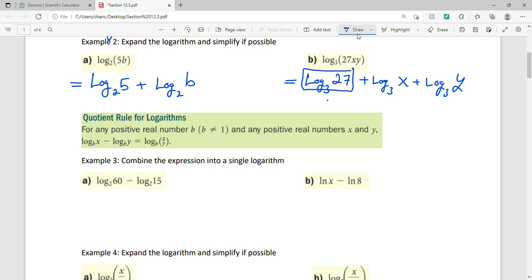We know that 3 cubed is equal to 27. And recall, the answer to the logarithmic expression is the exponent. So this entire quantity, log base 3 of 27, is exactly 3. We have 3 plus log base 3 of x plus log base 3 of y. Now this is completely expanded.